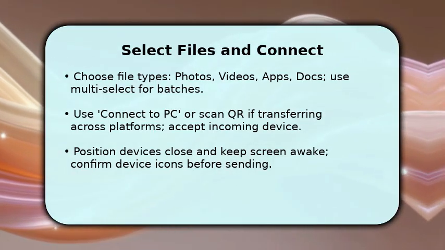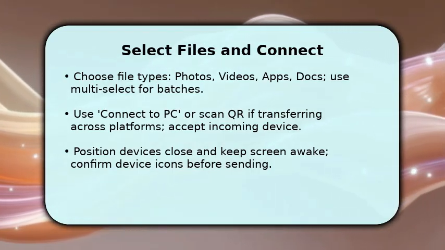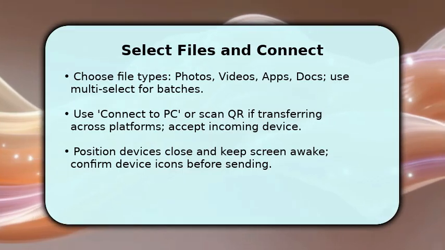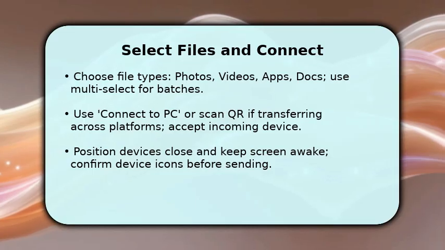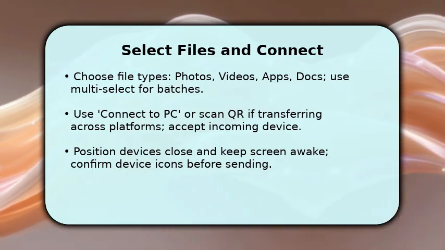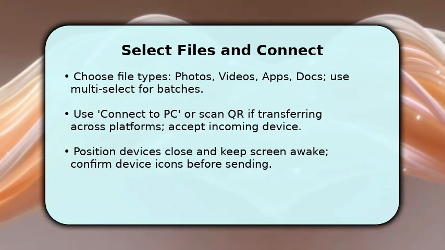Then choose the receiver method. Scan a QR code, use Connect to PC, or let ShareIt detect nearby devices. Once the other device appears, confirm its name and icon. This prevents accidental sends. Keep both screens on and close together to maintain the local Wi-Fi or hotspot link.